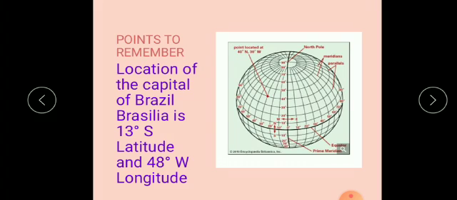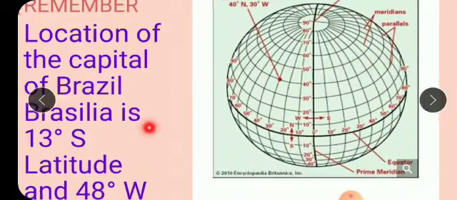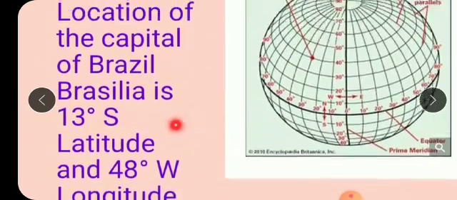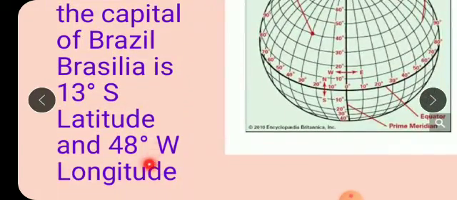So the same thing we had discussed in the map of Brazil. Some questions were asked to you in the last period, isn't it? So we are going to revise the same thing, but on the globe. Which was the first question which we have answered? It is being asked, what is the location of Brasilia, the capital of Brazil? It is 13 degree south latitude and 48 degree west longitude.